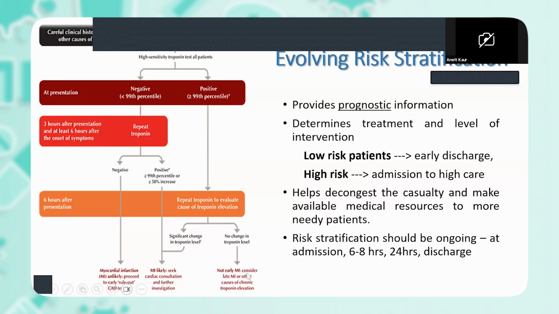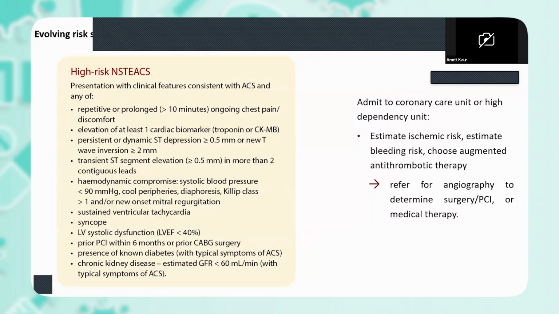In NSTEMI, what they want to ask you is, if the patient has a high risk, which I'll talk about in a while, we admit the patient to high care. But if it's a low risk patient, we discharge these patients home and call them at a later date, like an elective angiography or a stress testing, depending on the symptoms. But not all the patients with unstable angina or NSTEMI need to be hospitalized. The patients who have high risk are referred for angiography to determine PCI or surgery, and they are admitted to the coronary unit or high dependency units.